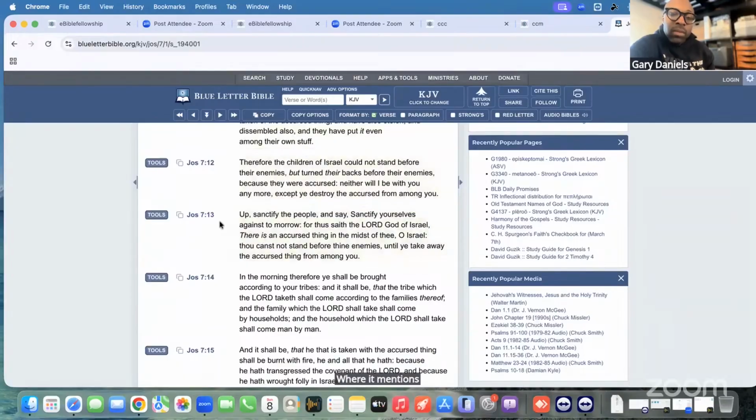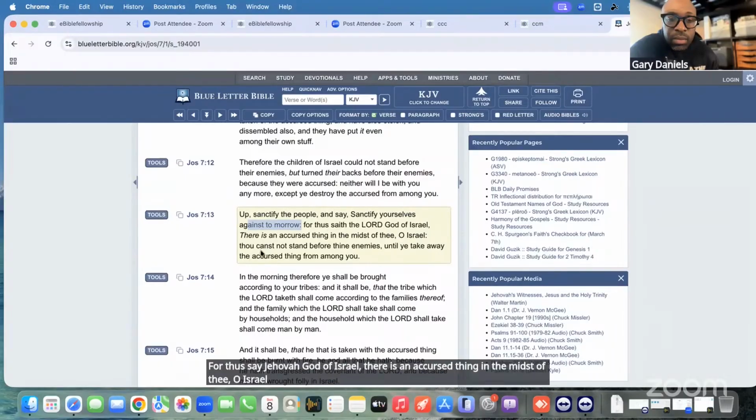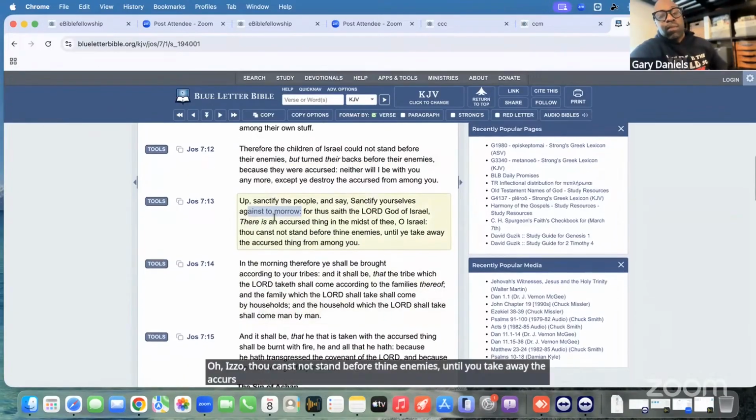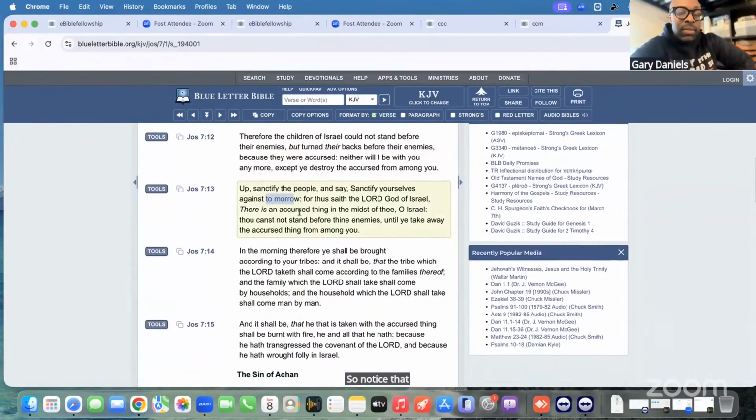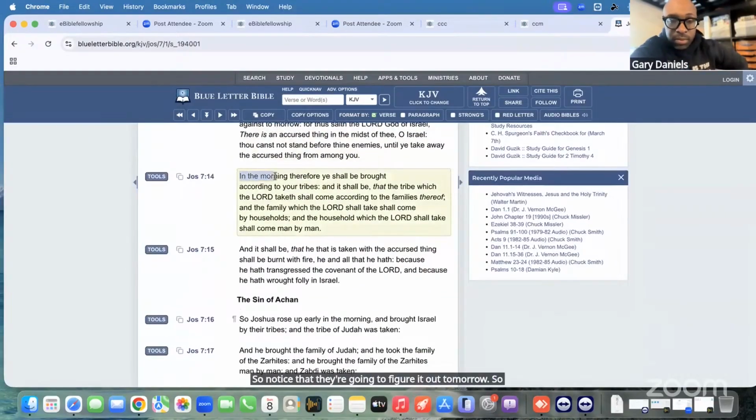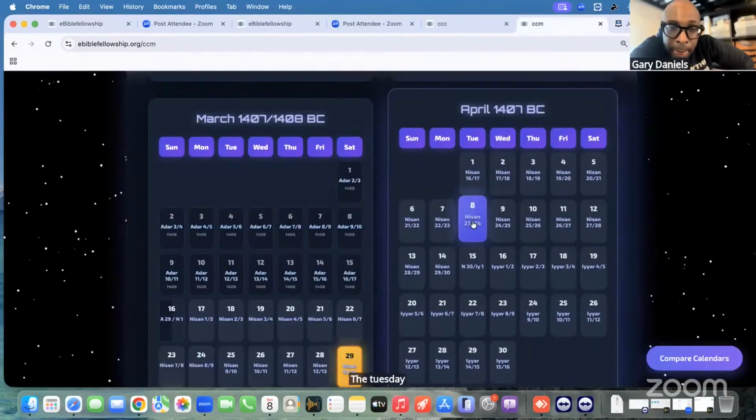But look what it says here: Up, sanctify the people, and say, Sanctify yourselves against tomorrow. So now we have another time reference right here. For thus saith Jehovah God of Israel, there is an accursed thing in the midst of thee, O Israel; thou canst not stand before thine enemies until you take away the accursed thing from among you. So notice that they're going to figure it out tomorrow. So in the morning, tomorrow would be Tuesday the 8th, I believe.